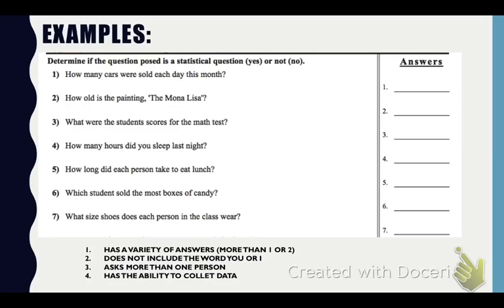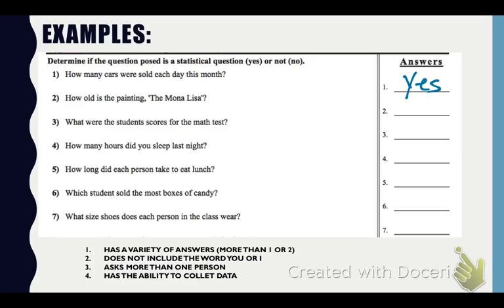We're going to get an answer of how many cars were sold on Monday, on the first day of the month, the second day of the month, the third day of the month, and we're going to get a different answer each time. Okay? And then, yes, we could collect data with that, because then we could collect all of them and we can make decisions. We might be able to find the mean, the median, the mode, or the range. Because we can do those things, and we're going to get more than one answer, this is a statistical question.